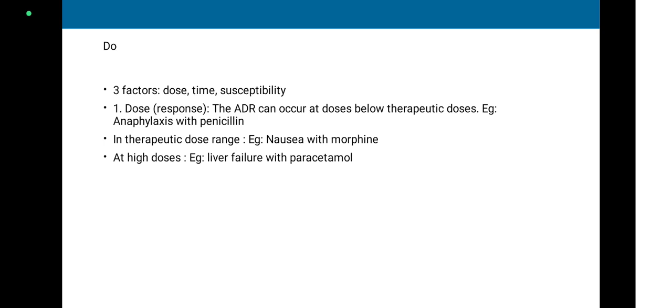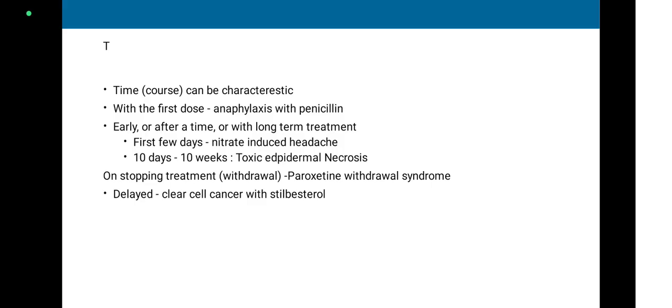Examples include nausea with morphine. The third kind is an adverse drug reaction occurring at high doses. Example, liver failure with paracetamol.